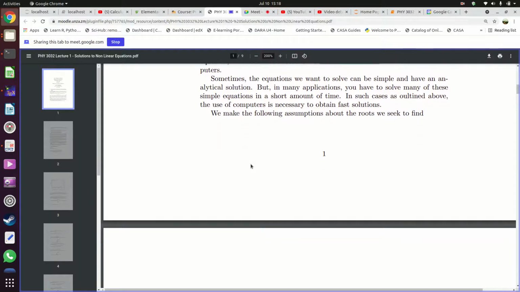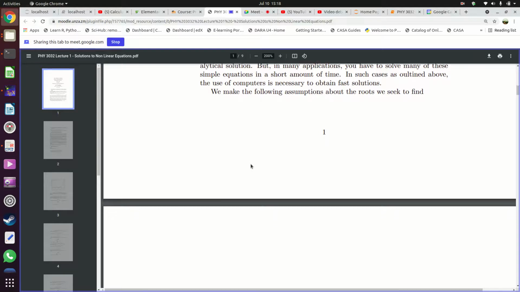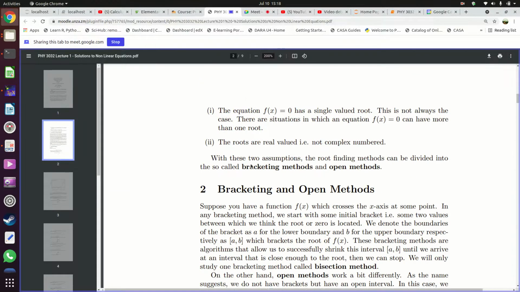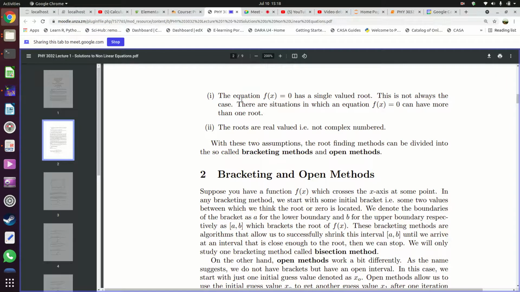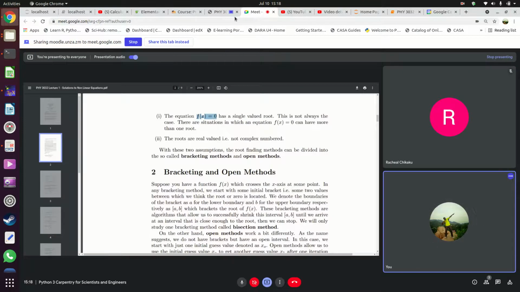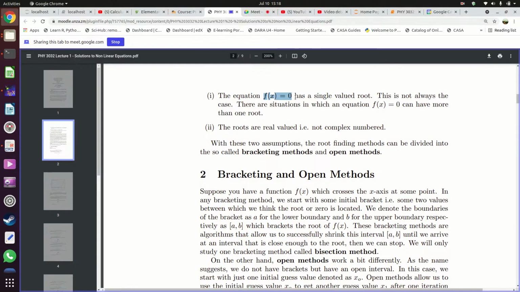So we'll make some assumptions about what kind of solutions we'll be looking for. The first assumption we're going to make is that this particular function, f of x, whatever f of x we're going to be looking at, has what is referred to as a single valued root. It only has one answer. Nonlinear equations can have more than one answer, but in this case, we are assuming that there is only one answer in the area in which we are interested.